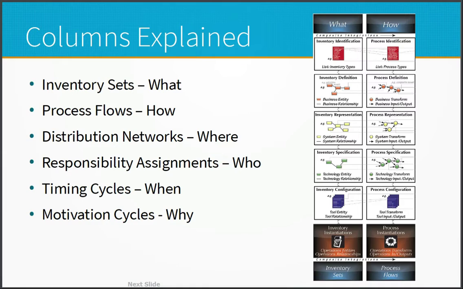Column 1 is inventory sets, which pertains to the question what. Column 2 is process flows, pertaining to the question how. Column 3 is distribution networks, pertaining to the question where. Column 4 is responsibility assignments, which pertains to the question who. Column 5 is timing cycles, pertaining to the question when. And finally, column 6 is motivation cycles, which pertains to the question why.